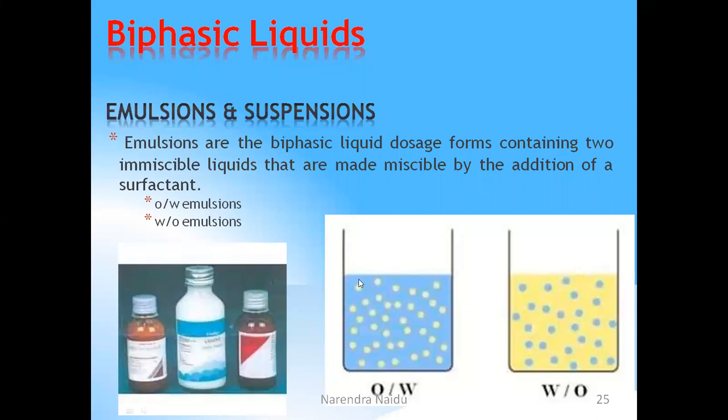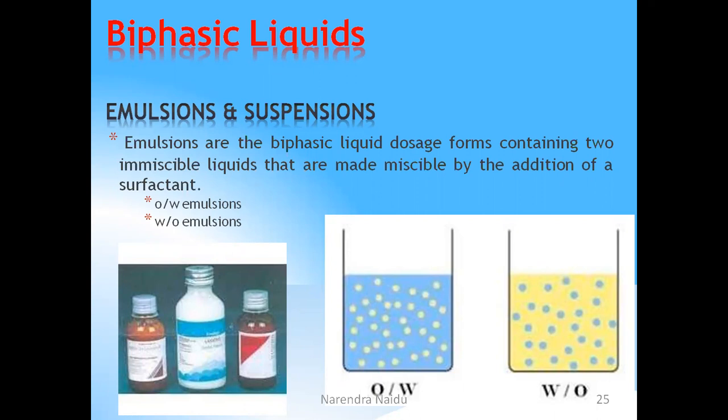The next dosage form is biphasic liquid dosage forms. As the name itself indicates, biphasic liquid dosage forms means liquid dosage forms which have two phases, which you can clearly see. The phases are like oil and water. Oil and water don't mix with each other. When you mix oil and water, you can clearly see the two phases in any beaker or chamber. That is why this type of dosage form is called biphasic liquid dosage forms.